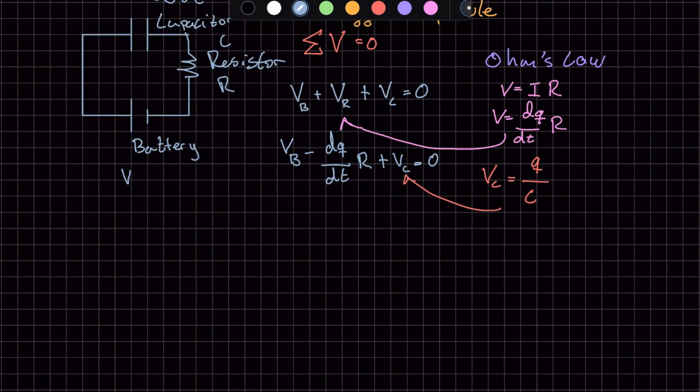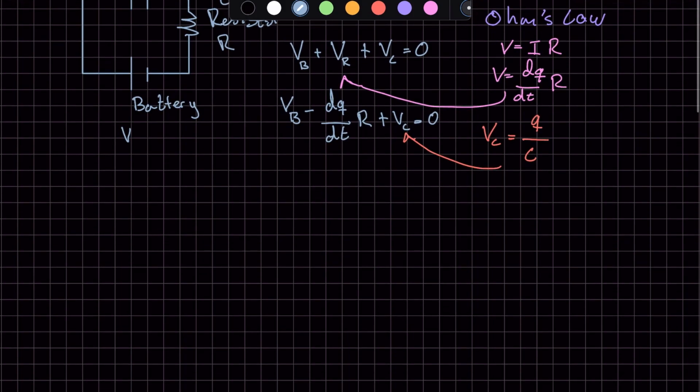And again, that's negative because it's decreasing the amount of voltage in the total circuit. So we have V_B minus dQ/dt times R minus Q over C is equal to 0. And this is where the actual derivation begins.